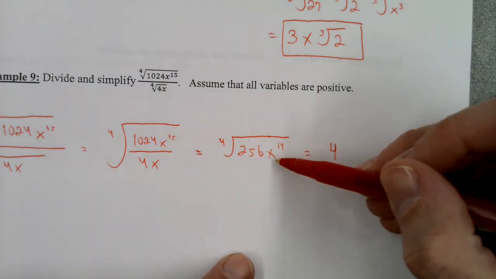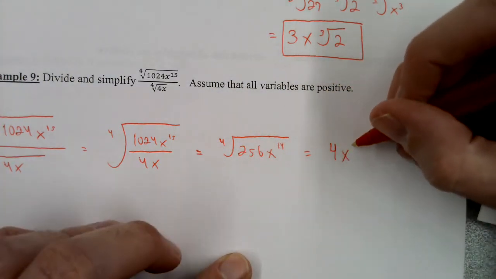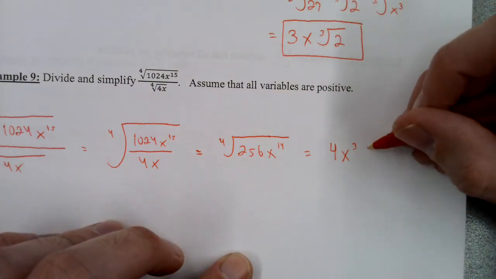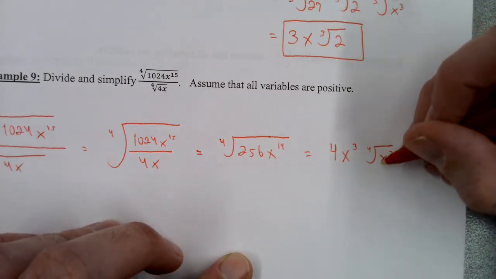Looking for groups of 4 for the x's, we got 14. So I'm going to take out 3 groups of 4. And what's left over is 2 x's.